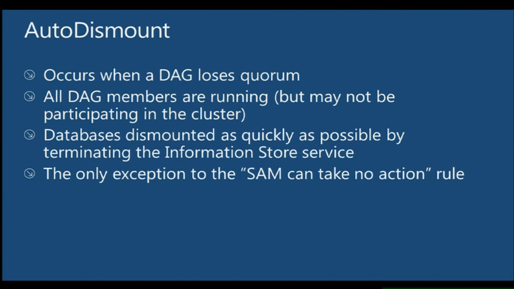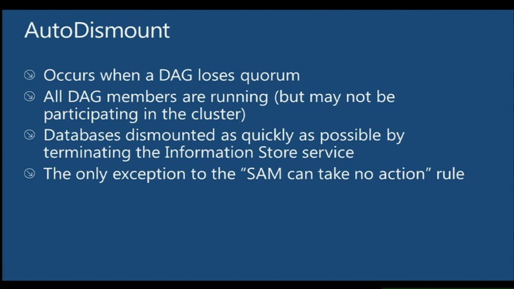Now, there's also a function called auto dismount. And this is actually the one and only exception to the rule that says SAM can take no corrective action. Auto dismount is a function that happens on all DAG members when they lose quorum, because obviously, quorum is required for a DAG. If you don't have quorum, we need to terminate and dismount everything and stop operations. So that's what auto dismount does.